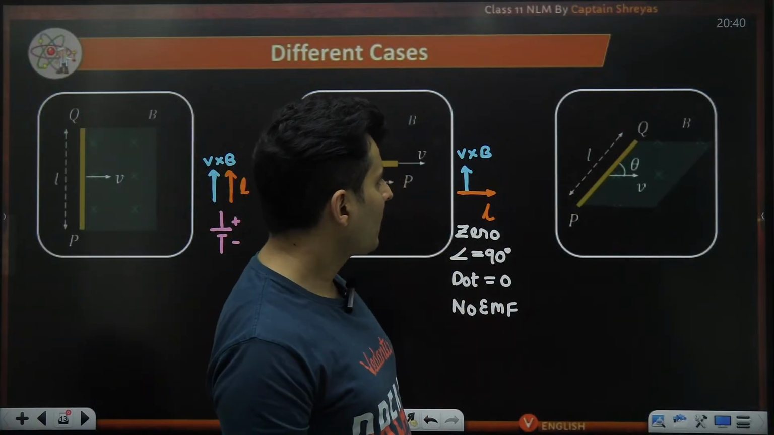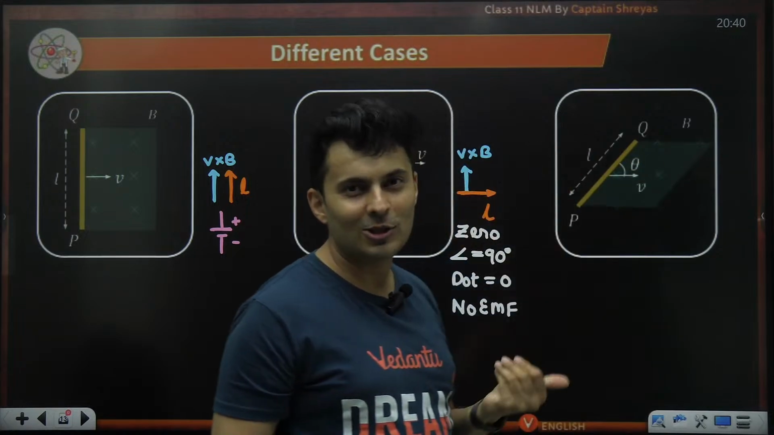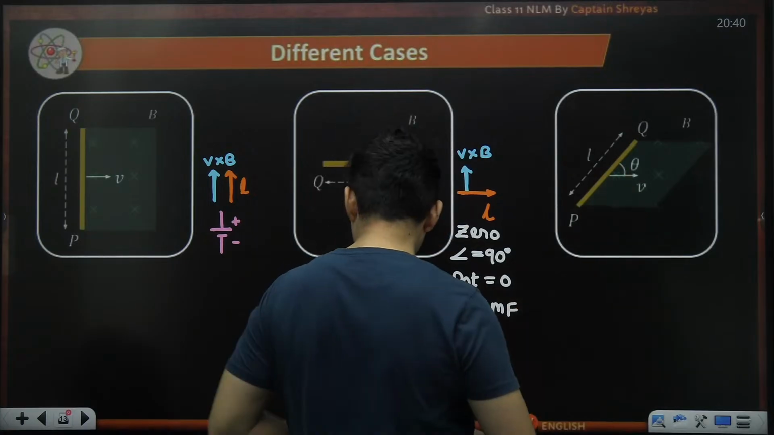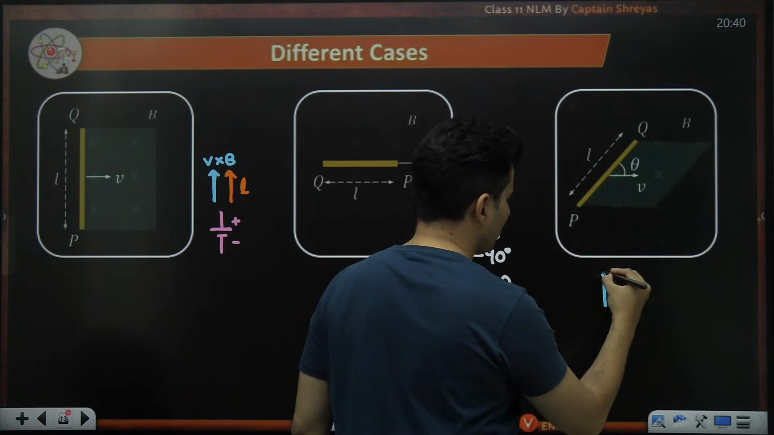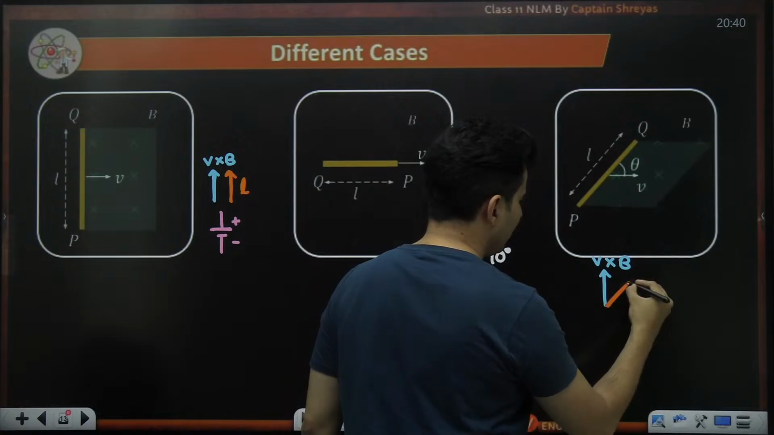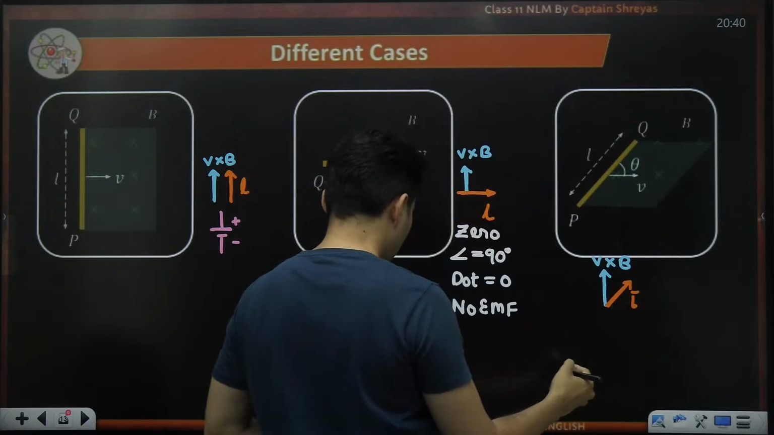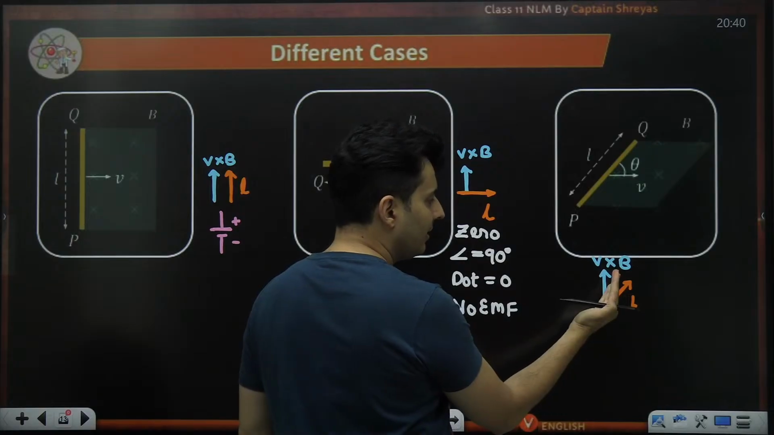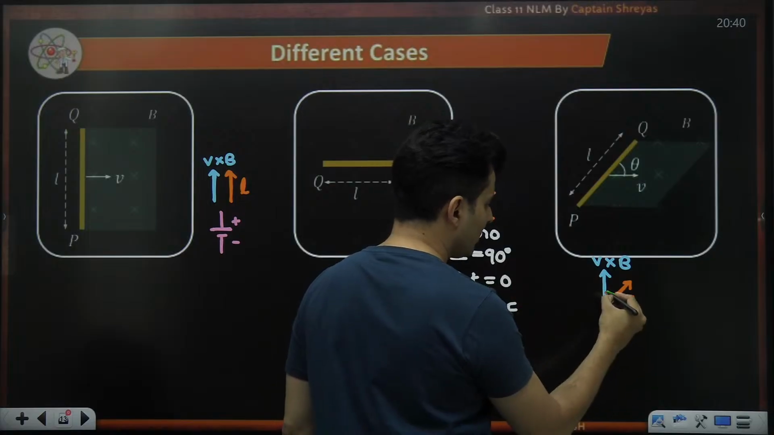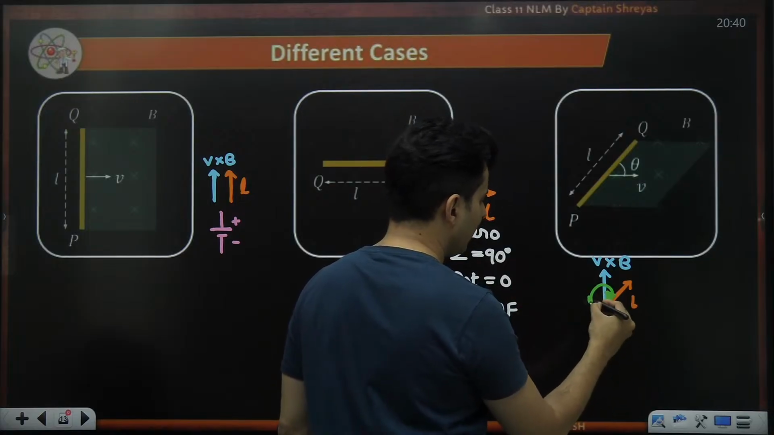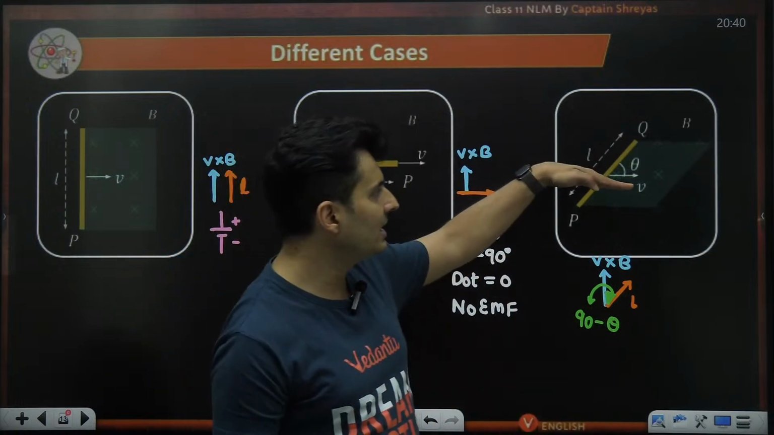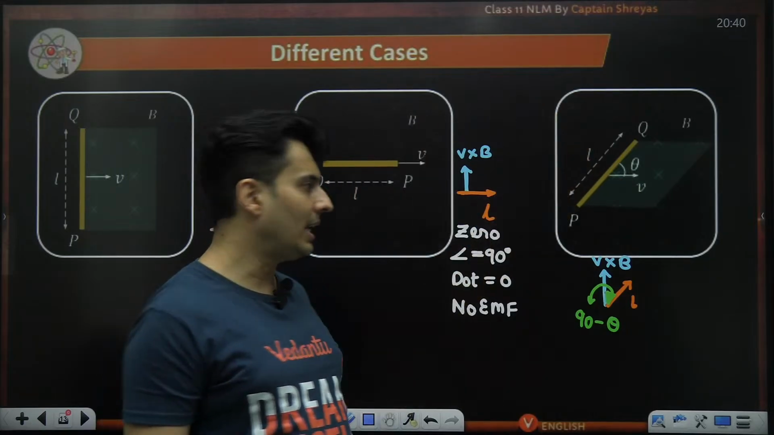How about this scenario where the length is making an angle with the velocity? That scenario can also come. So what to do? Well, V cross B will again be upwards. My length vector though will be like this, and the length vector is making an angle with the velocity. So how much will this angle be? Just think about it, my dear warriors. This particular angle will be 90 minus theta, because theta is with the horizontal. So with the vertical, it will be 90 minus theta.